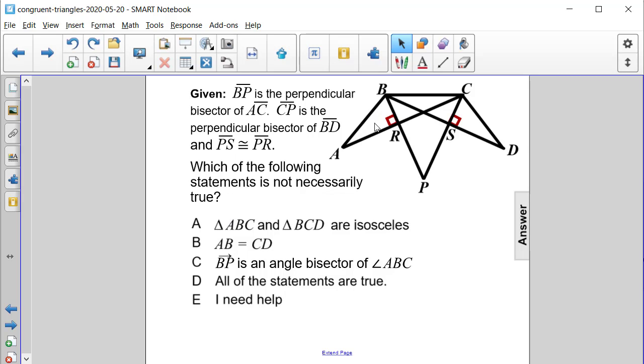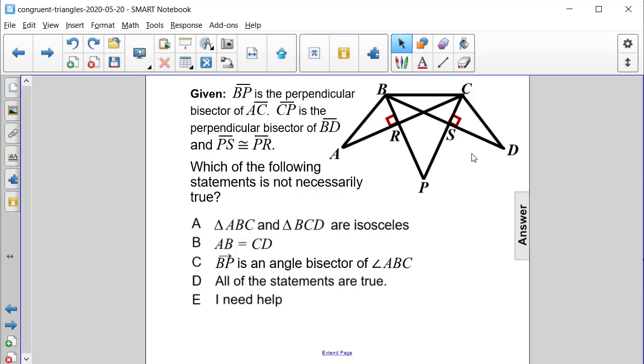Is it A, that triangle ABC and triangle BCD are isosceles? Is it B, that AB is equal to CD? Is it C, that BP is an angle bisector of angle ABC? Or is it D, all of the statements are true?